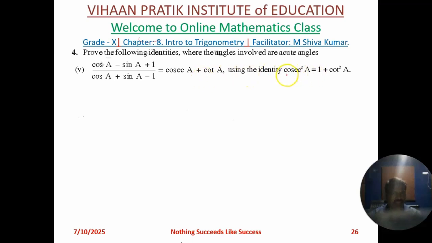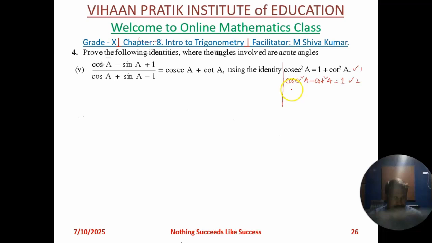The identity is cosecant square A equals 1 plus cot square A. Now using this identity we can reframe it. We can write it in two different variations. One is cosecant square A minus cot square A equals 1, when we subtract cot square A on both sides. This is 1, this is 2.